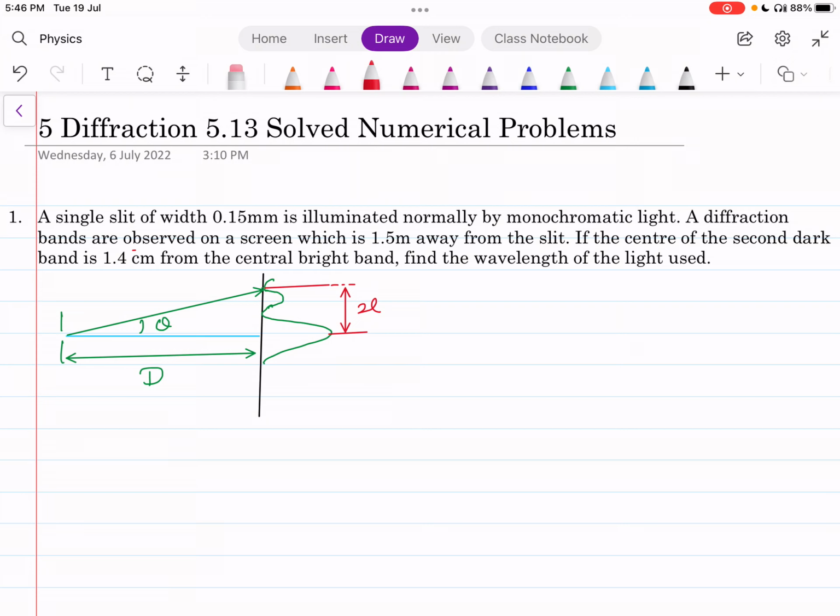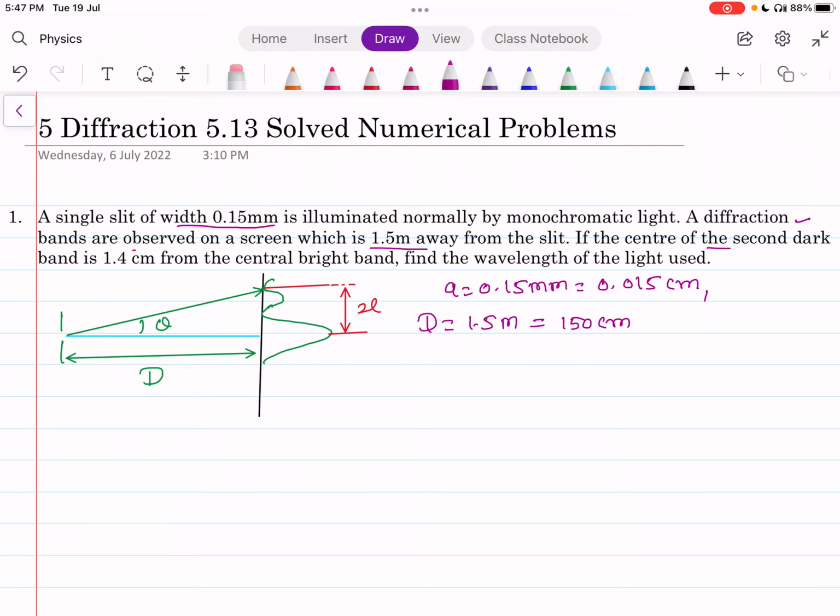Then let's see what is given. A single slit of width 0.15 mm. So a is given, which is 0.15 mm. Let us convert this into centimeter. So that is 0.015 centimeter. Then the diffraction bands are observed on a screen which is 1.5 meter away from the slit. So capital D is given, 1.5 meter. Let's convert this into centimeter. So that is 150 centimeter.